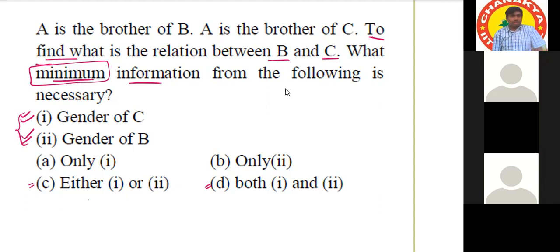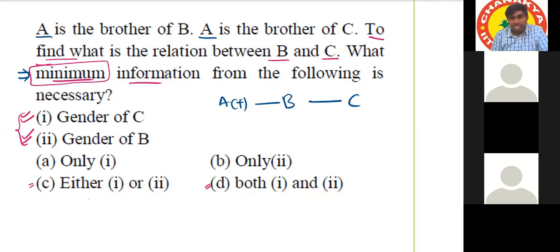So in that case, any one is required, right? Yes, sir. Any one is required. That's why minimum information is mentioned. If we take all the statements, you can say the answer, but what minimum is required? Okay, A is the brother of B. A is a male and is the brother of B, and A is the brother of C as well. Means A, B, C are siblings. So from both the statements, we know only A's gender.